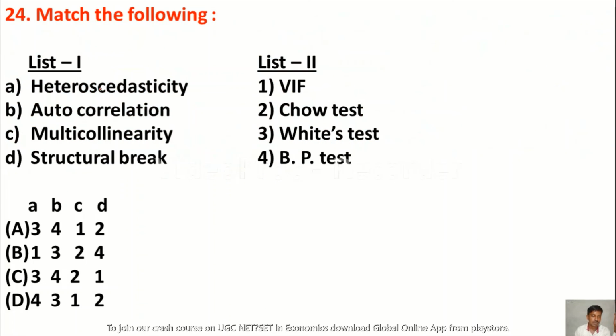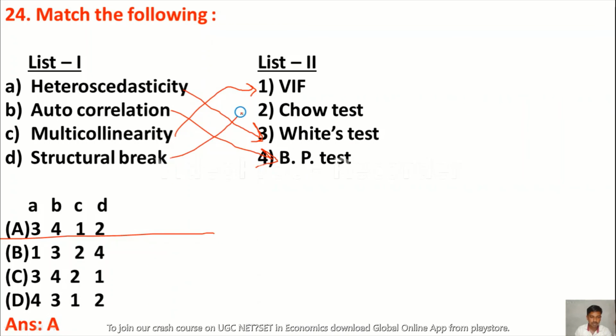Question number 24. Match the following. List 1: heteroscedasticity, autocorrelation, multicollinearity, structural break. List 2: VIF, Chow test, White's test, BP test. So here the right answer is option A. Heteroscedasticity is White's test. In autocorrelation we are using BP test. Multicollinearity, VIF. Then structural break, Chow test.